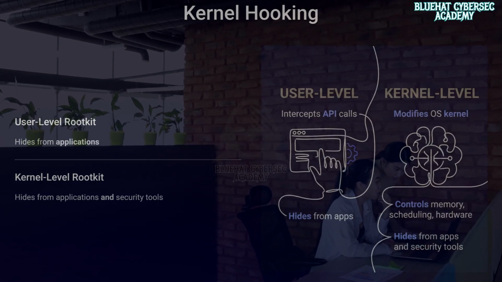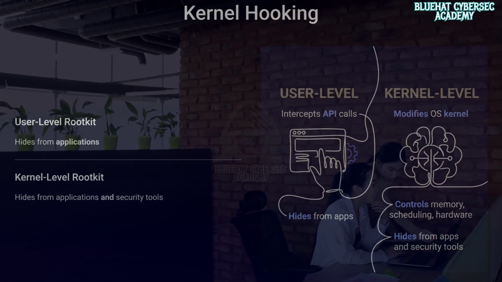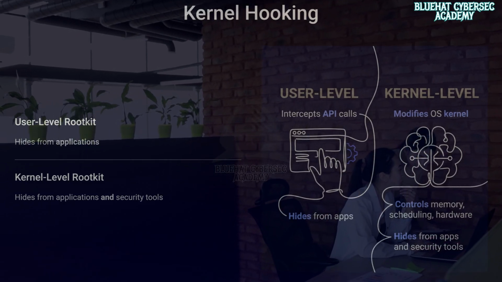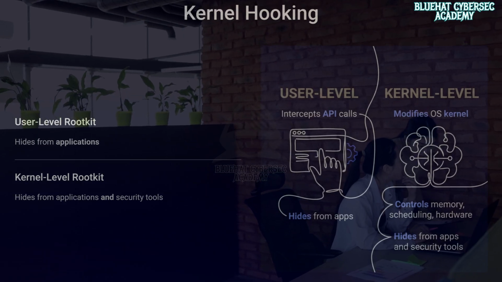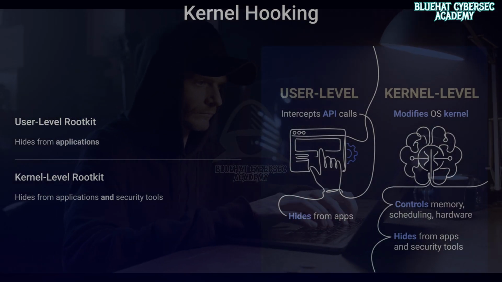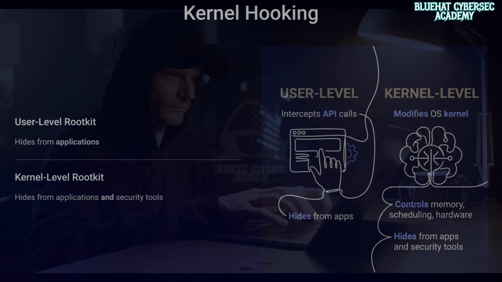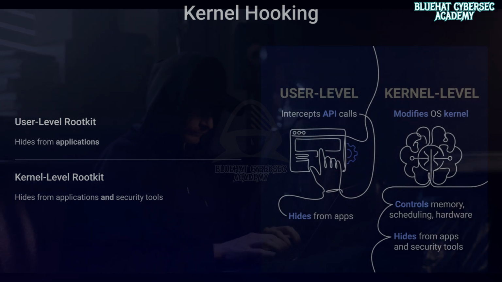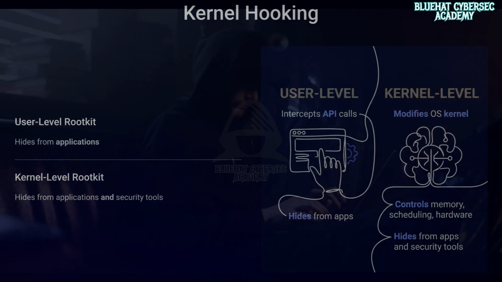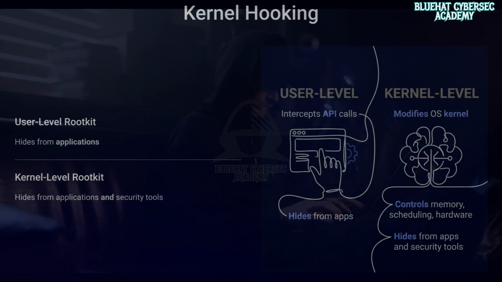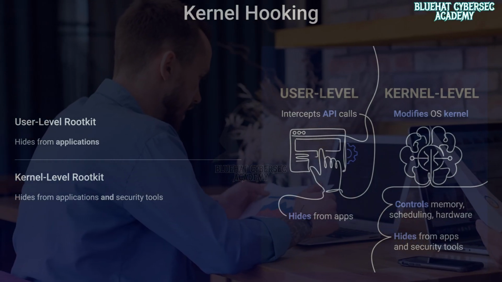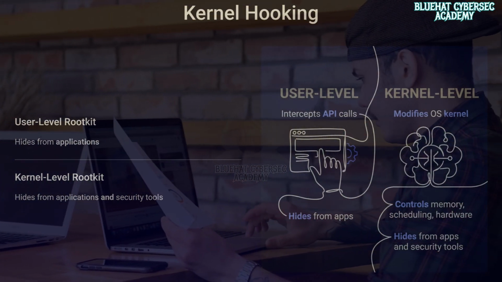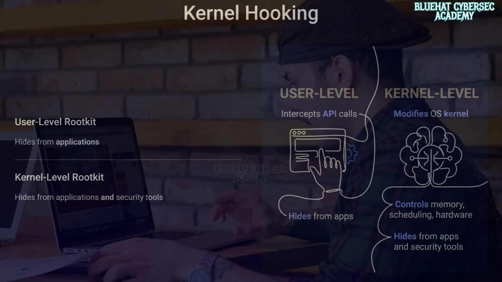But sophisticated rootkits often go much deeper than that. Instead of operating at the application level, they move into the operating system kernel itself. The kernel is the core component responsible for managing memory, scheduling processes, communicating with hardware, enforcing security controls, and handling many of the operating system's most critical functions. By modifying kernel behavior, attackers gain control over how the operating system reports information. A user-level rootkit can hide from applications. A kernel-level rootkit can potentially hide from the applications and the security tools inspecting the system. That's what makes kernel rootkits especially dangerous.